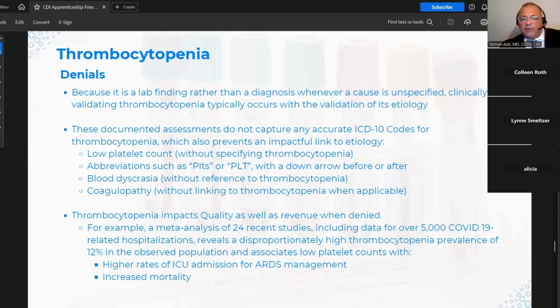Higher rates of ICU admission for management of acute respiratory distress syndrome, or ARDS, when thrombocytopenia is on board. And also there's an increased overall mortality for COVID with thrombocytopenia. So just one disease state like COVID-19 infection raises the suspicion about thrombocytopenia, and most importantly, how was it documented? And was it linked to anything or not?